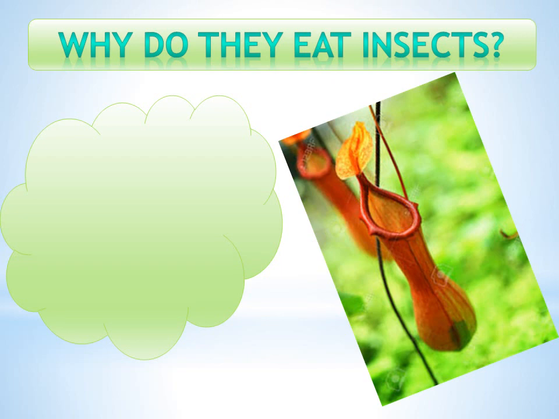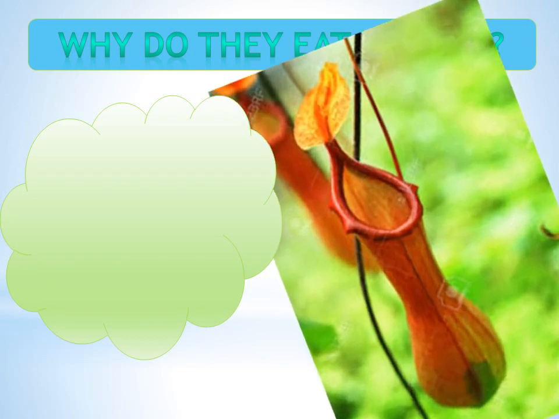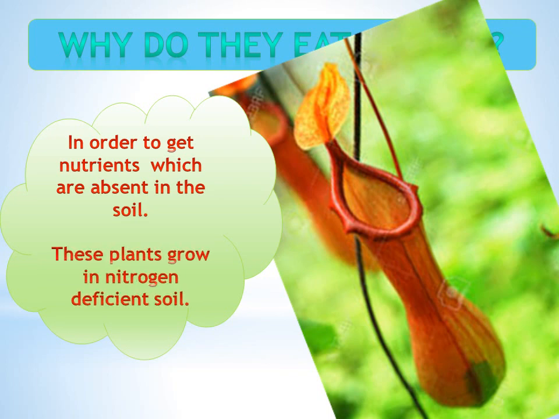As these plants grow in nitrogen deficient soil, in order to get nutrients that are absent in the soil, they eat insects so that they can fulfil their nitrogen requirements. We come to a conclusion that heterotrophic types of plants depend upon other plants for their food.